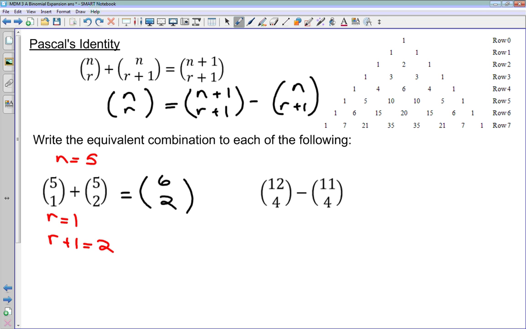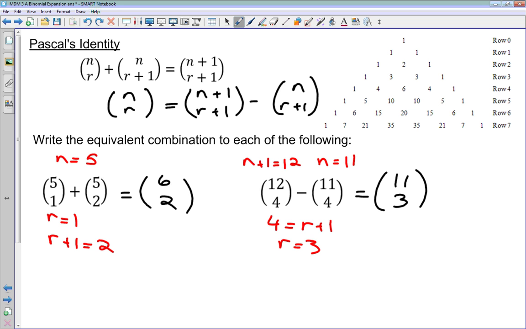If we look at these top two numbers, 12 and 11, one of them is n plus 1 and the other one is n. So n is 11 in this question. Looking at the bottom, this 4 has to be r plus 1. So 4 is r plus 1, and r has to be 3. So what is this equal to? It's equal to the other side of Pascal's identity, n choose r. So 11 choose 3.